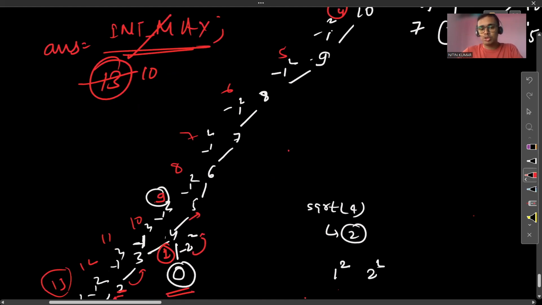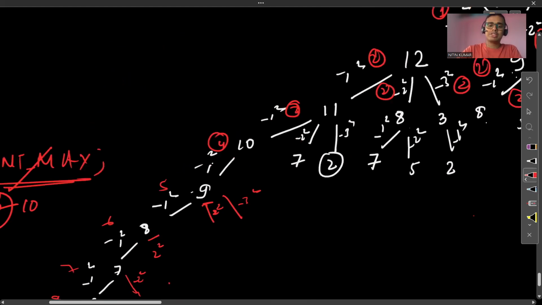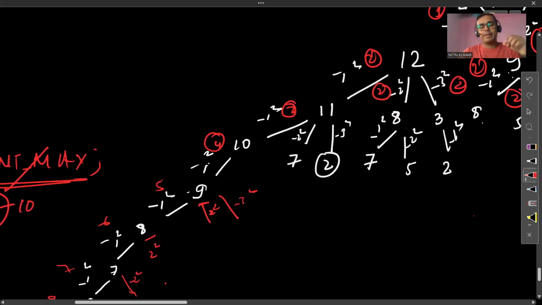Again, for 5, there is also one possibility that we can subtract 2 square also. In the same way, we are doing for everyone, so we are checking all the possibilities. This one also we can subtract 2 square. This one also we can subtract 2 square. And when we go to 9, then we can subtract 2 square also and 3 square also. But we are doing all the same tree which we are drawing here, we have done for every possible case. And this will be done by recursion.